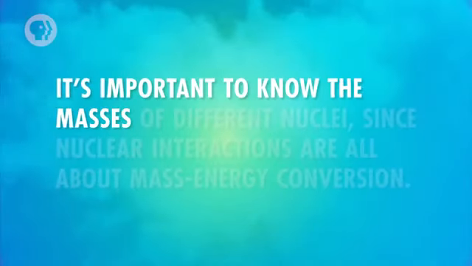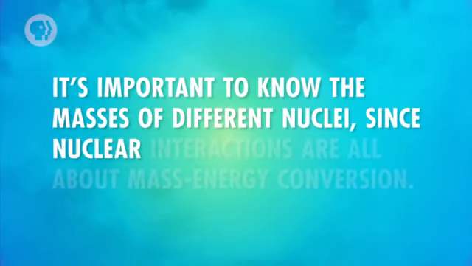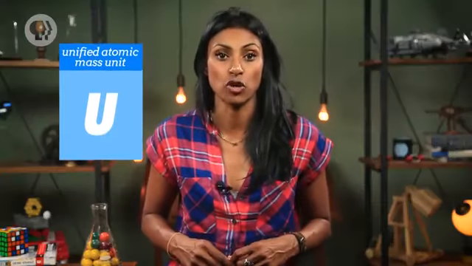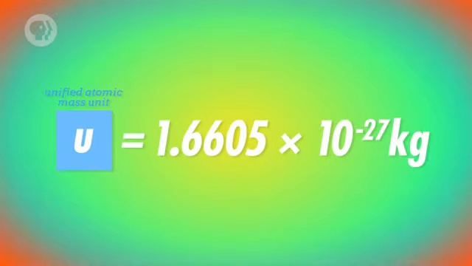It's important to know the masses of different nuclei, since nuclear interactions are all about mass-energy conversion. To quantify the mass of a nucleus, we use the unified atomic mass unit, written just as a small u. A single neutral carbon-12 atom, for example, equals exactly 12 unified atomic mass units. This means that one unified atomic mass unit is equal to 1.665 times 10 to the negative 27th kilograms.